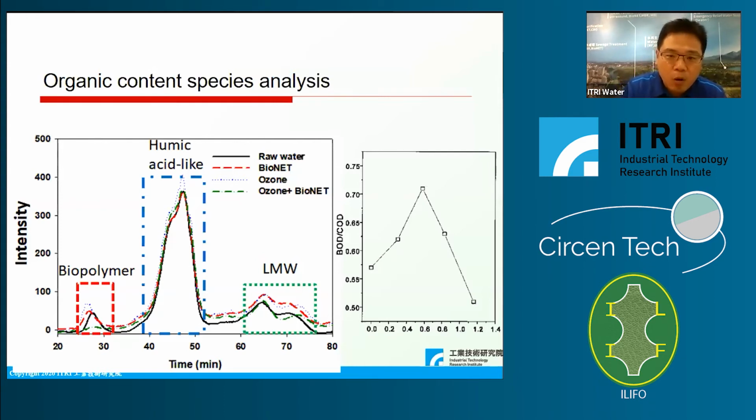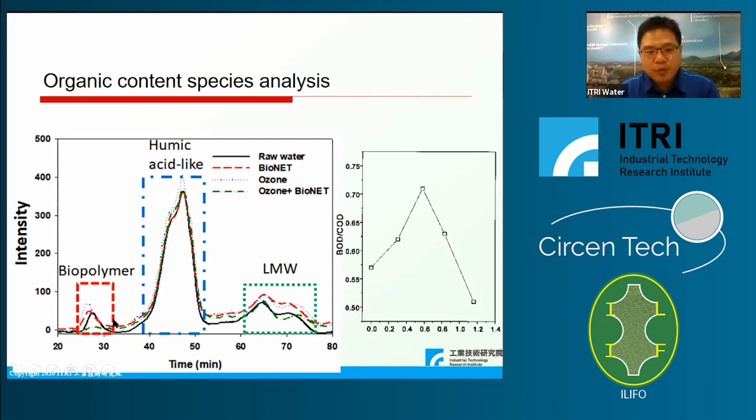However, if we combine the ozone with the biological system, with the loading from 0 to 1.2 of ozone to COD, we can see that around 0.5 loading we can change around 40% of the COD to BOD. It means that the biopolymer can be decomposed after ozone treatment, and it can be digested by the biological system, which means that the biopolymer will be decreased. And you can see the green line here.